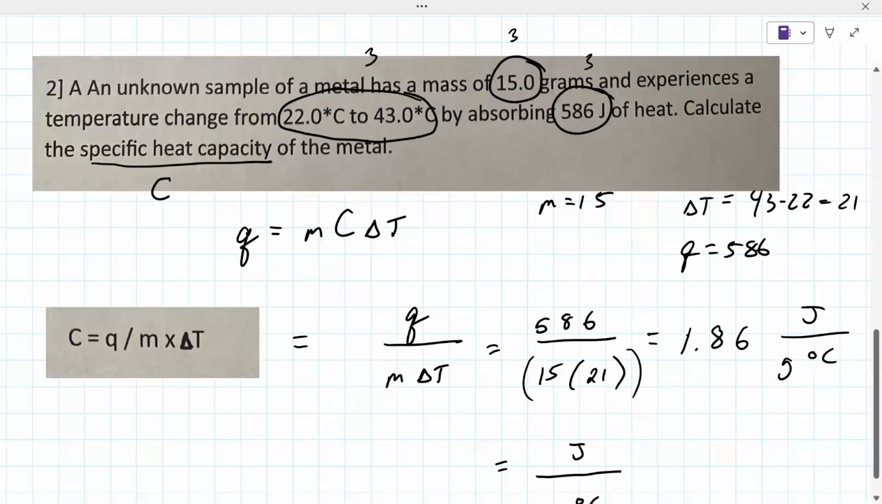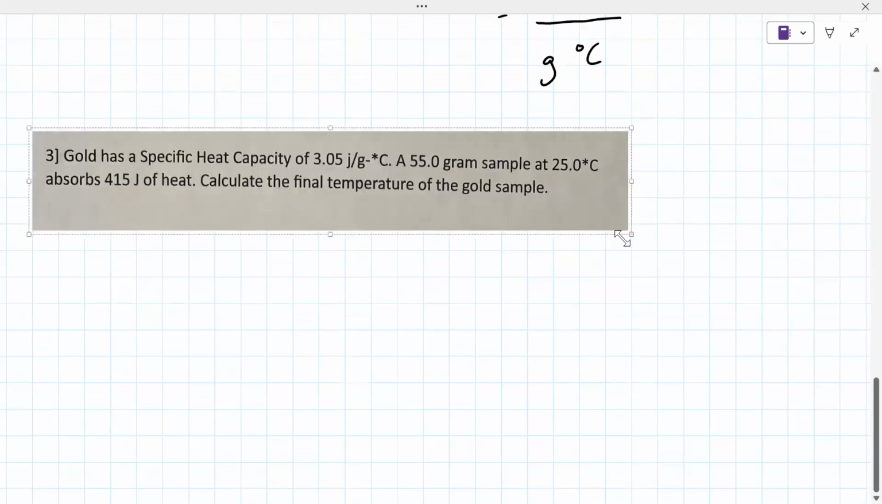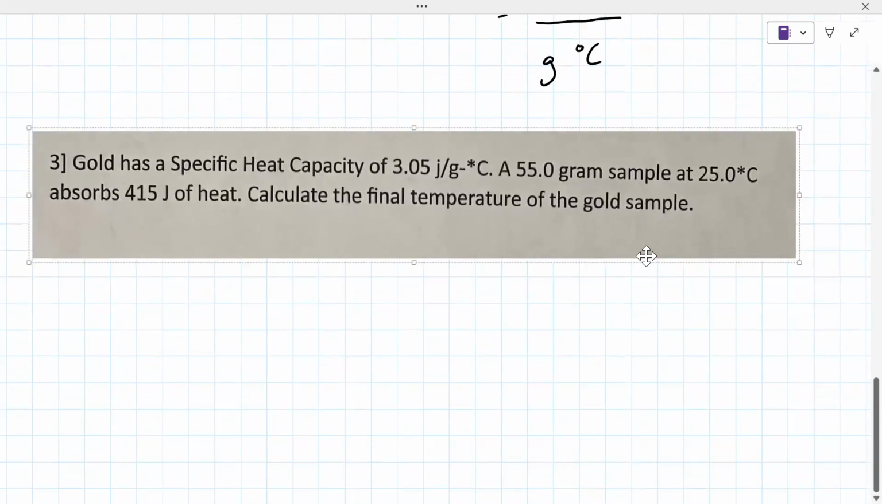Any questions on that before we move on? No, I don't think so. All right, so question three, these are going to be all the possible variations of the problem. So again, when you read it, you want to figure out what it is asking for. It's asking for part of the delta T, like the second part of how you find it. Final temperature, T final.